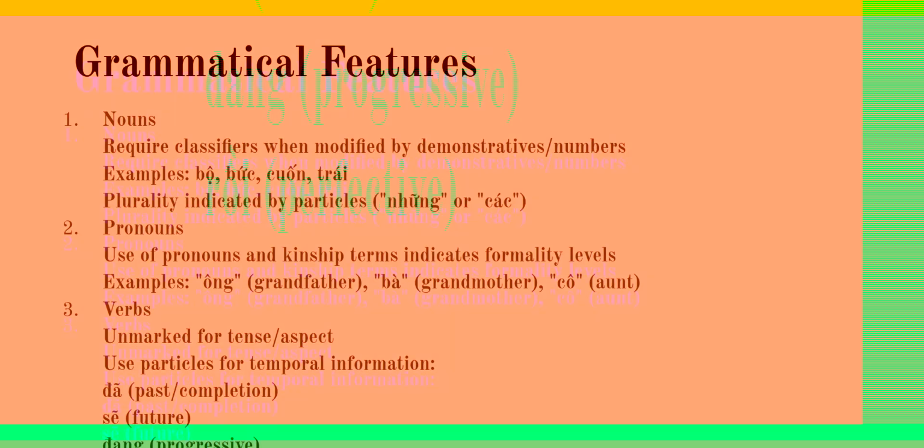If we talk about grammatical features of nouns, pronouns, and verbs, the nouns require classifiers when they are modified by demonstratives or numbers. Examples like bow, do, knock, try are classifiers. Plurality of nouns is indicated by particles like nuang or kak. When we talk about pronouns, the use of pronouns and kinship terms, which we'll talk about further, indicates the formality level of the conversation. Examples: grandfather, pa, grandmother, co, aunt. These are different pronouns which are used.